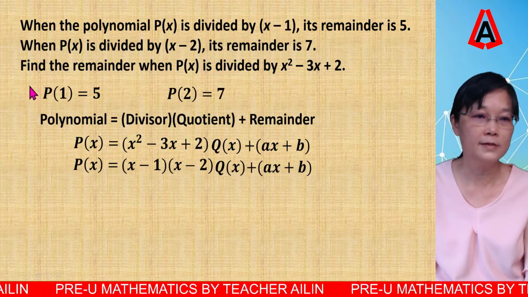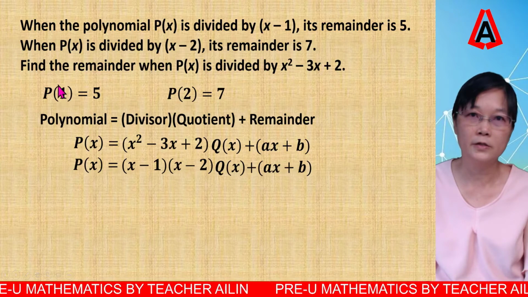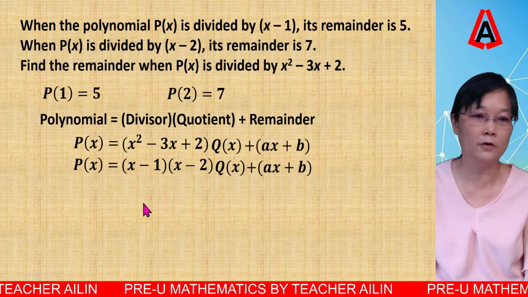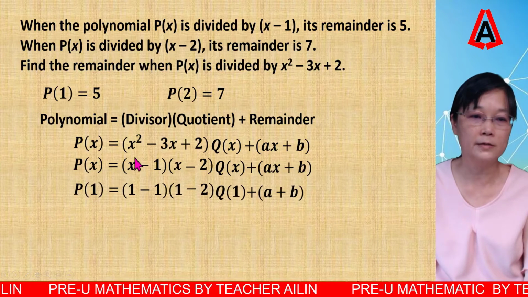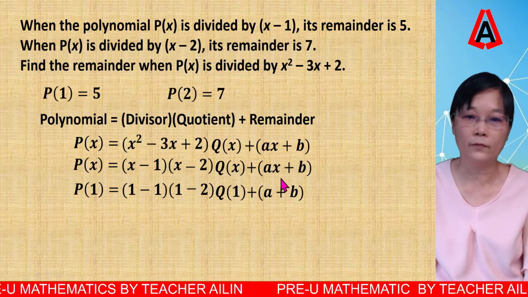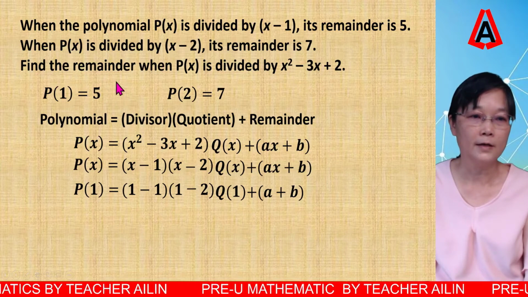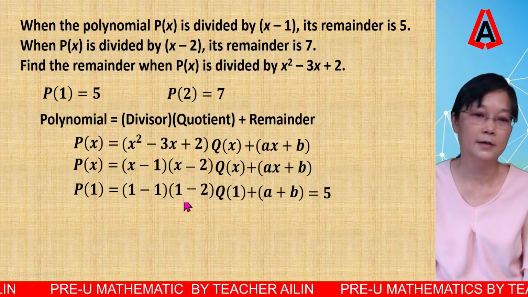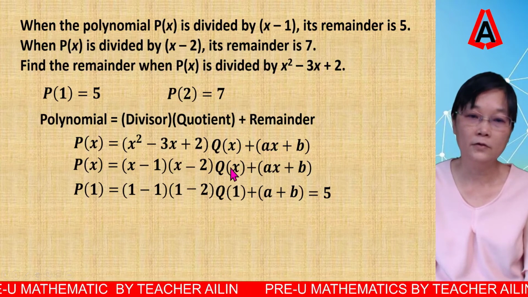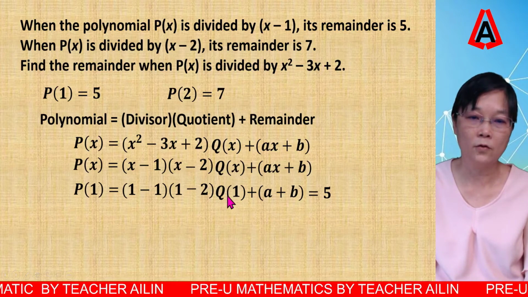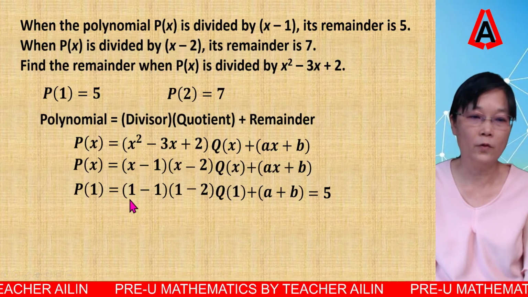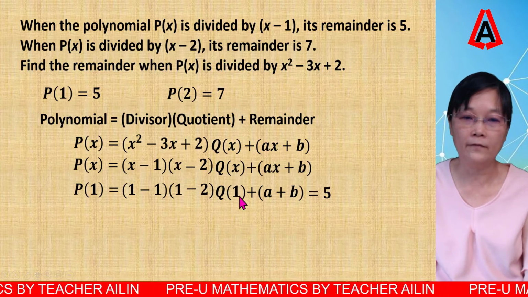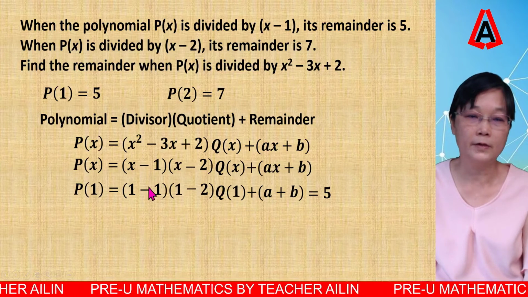From the first piece of information, I'm going to substitute x with 1 into this polynomial. When I substitute x with 1, from the calculation I should get 5, so I write down equals 5 here. For this part, even though we do not know what the quotient is, since 1 minus 1 is equal to 0, 0 multiplied with everything makes this part become 0.